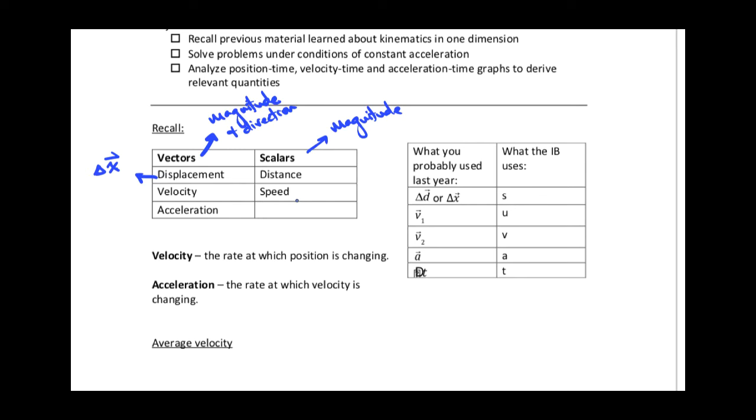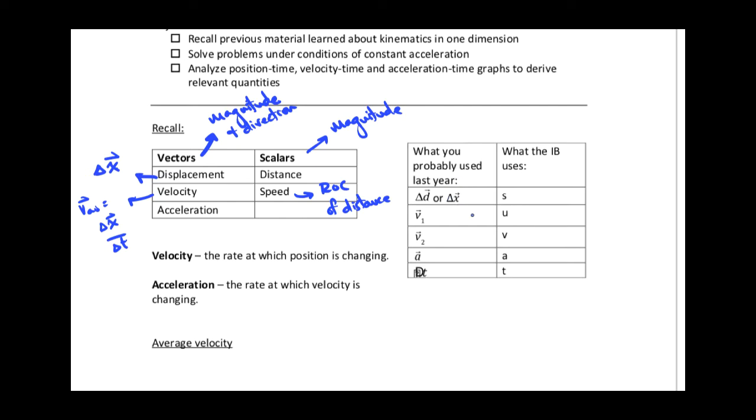Speed, which is the time rate of change of distance, is also a scalar, has no direction, while velocity, which we talked about, average velocity, or in fact any velocity, is the time rate of change of position. This is the definition of average velocity, and then later we saw that if you put a limit sign in front of it, take very small time intervals, you get instantaneous velocity. And acceleration is the time rate of change of velocity.